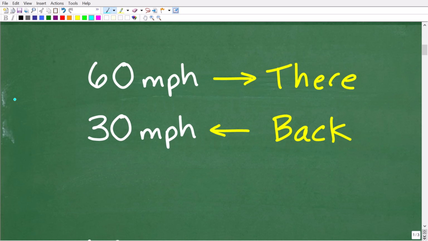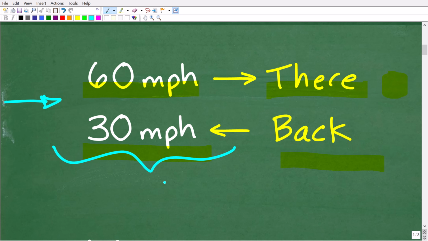So most people are going to think about the problem this way. Again, we're going to drive to a location at 60 miles per hour. Then when we get there, maybe it's like work, we're going to drive back at 30 miles per hour. So the question is, what is the average speed of this entire trip?